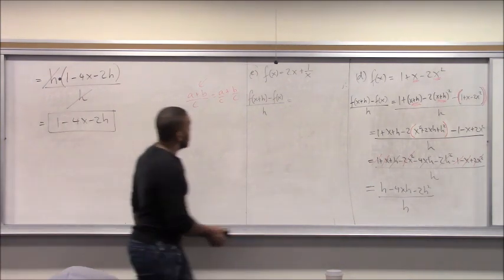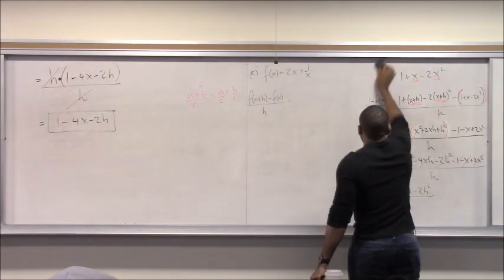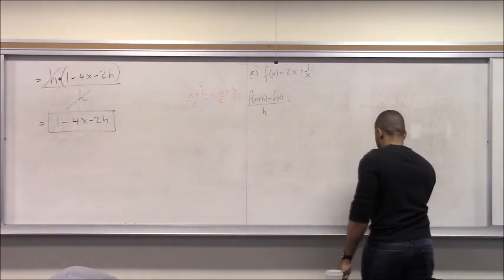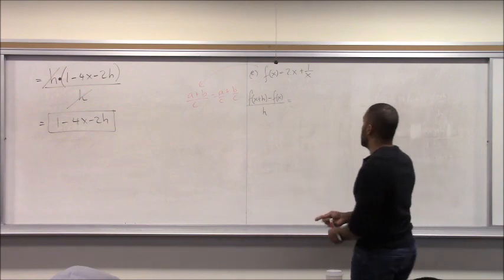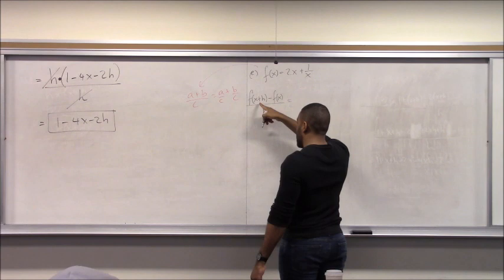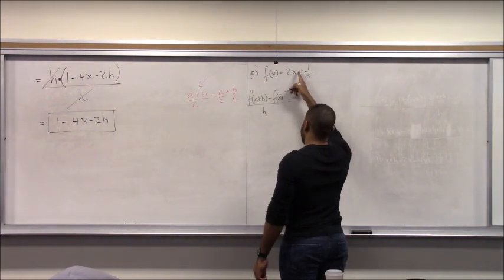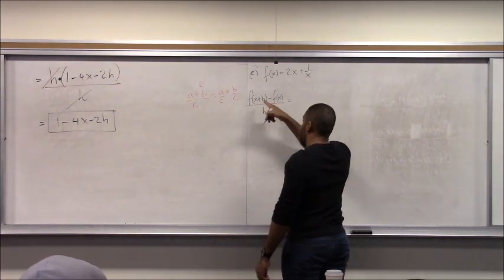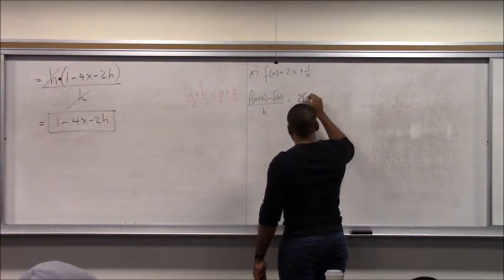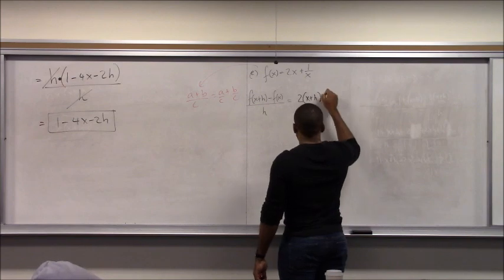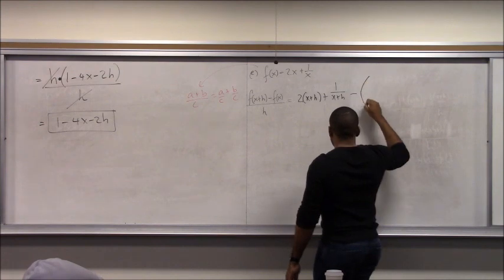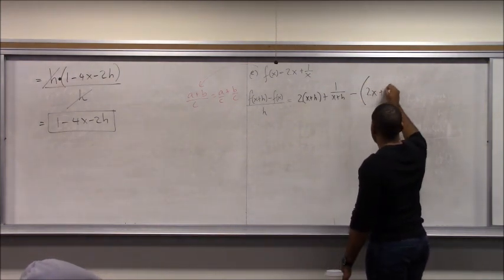So let's see how that would look here. So again, what f of x plus h means, go to the original function. In every spot that I see an x, I am going to replace it with x plus h. So I have 2x, replace that with x plus h, plus 1 over x, replace that with x plus h, minus, parentheses, write the original.